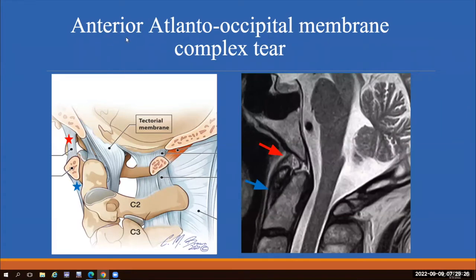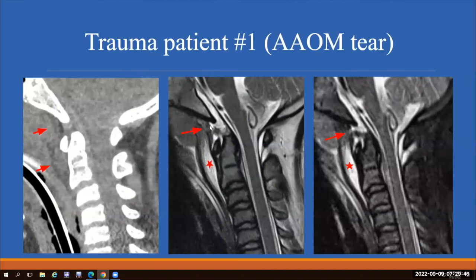Okay, and then another ligament we can talk about here is the anterior atlanto-occipital membrane complex, which we already discussed a little bit in the study of prevertebral hematoma. Again, there's the atlanto-occipital component, the atlanto-axial component, and then it continues as the anterior longitudinal ligament when you get inferior to the C2 level. Here is an example of an anterior atlanto-occipital membrane tear: the ligament is disrupted, there's increased T2 signal within it. You can see that on both the T2 weighted image and the STIR image, and it's associated with these prevertebral hematomas.